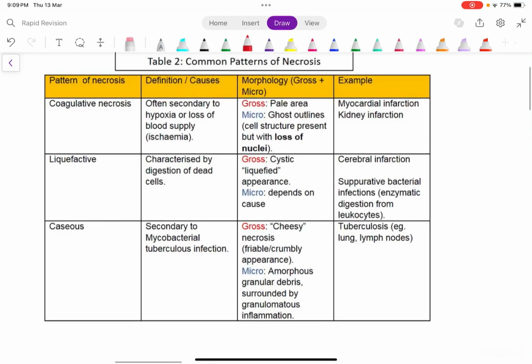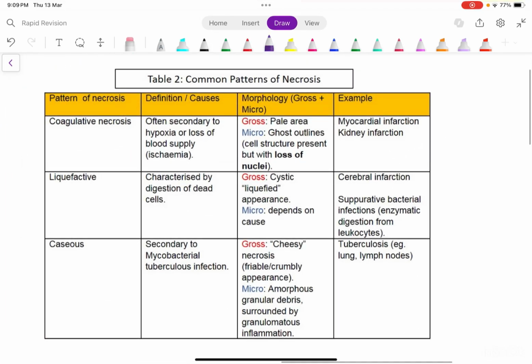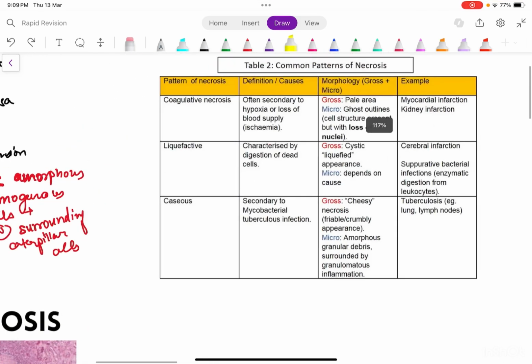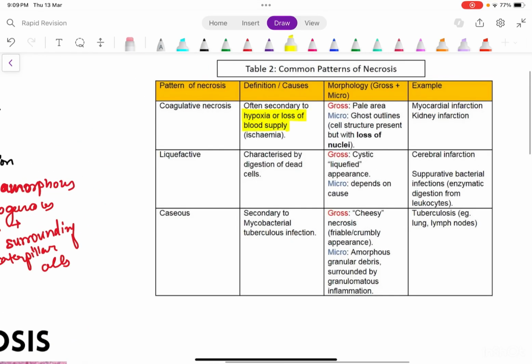Then let's talk about this one. So see, coagulative necrosis is due to ischemia mostly. Liquefactive is due to digestion of the dead cells, as I told you, hydrolytic enzymes. Pale area, ghost outline, see tombstone appearance, I told you, so tombstone, see coagulative. Then caseous TB, cheesy necrosis, right, TB, then liquefactive brain, myocardial infarction, and so on.